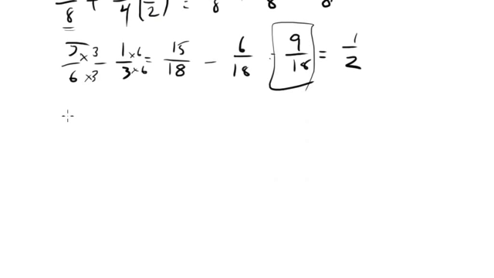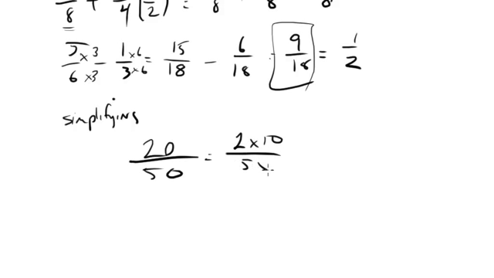So let's take another example of this. So simplifying, right? Something like 20 over 50. Well, this is the same thing as 2 times 10 over 5 times 10. So we can get rid of the 10s, right? They cancel out. We're just left with 2/5.